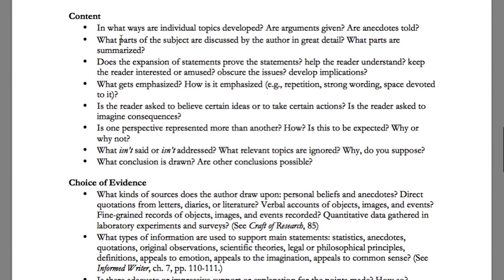Take a look at the content itself. Are you asked to believe certain ideas, take certain actions? What gets emphasized? How do you know it's being emphasized? Is there more than one perspective offered in the text? How do you know? Why do you think that may be the case or not?